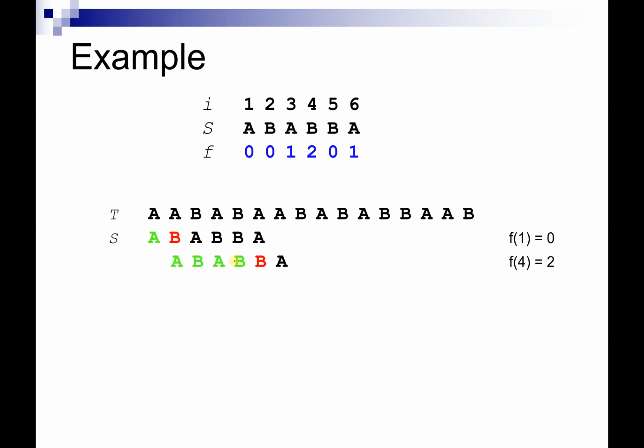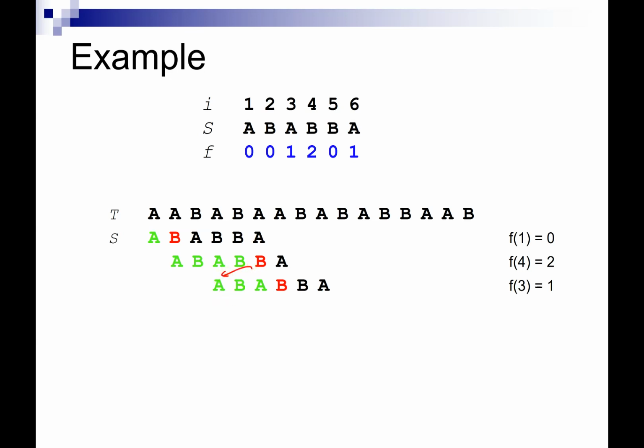So then here, you try to match S and T, and you match 4 letters. But you're going to mismatch on the 5th letter, and so therefore you're going to back up S by f of 4. Now f of 4 is equal to 2 over here. So you're going to back up S by 2 locations. So you're going to start over here.